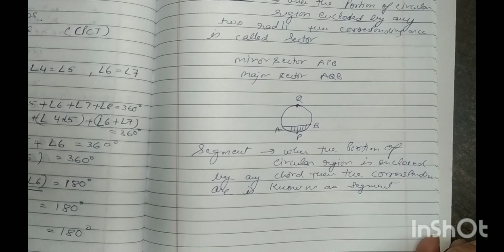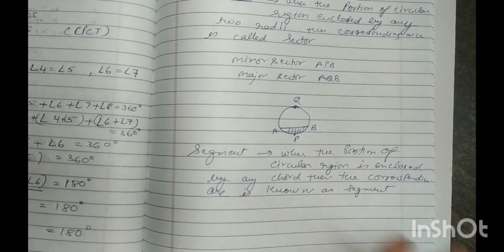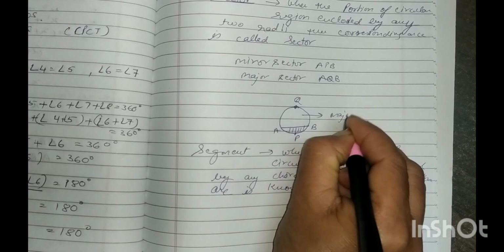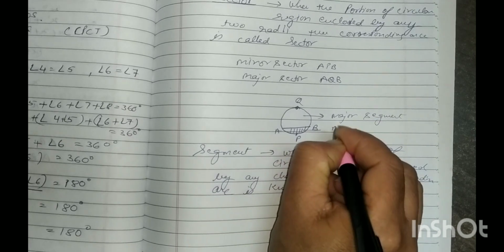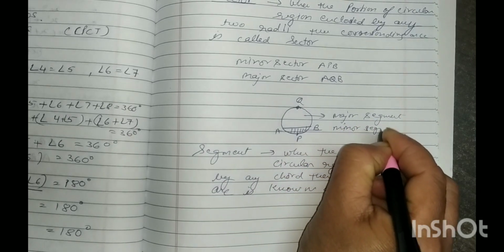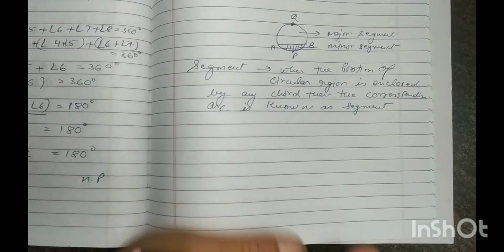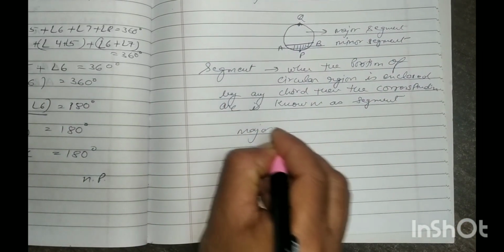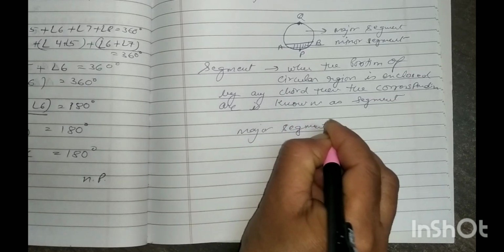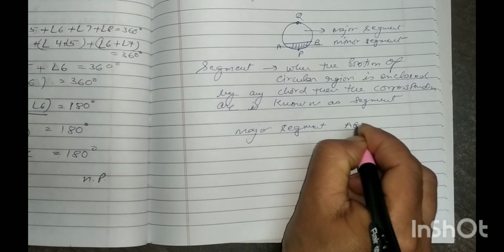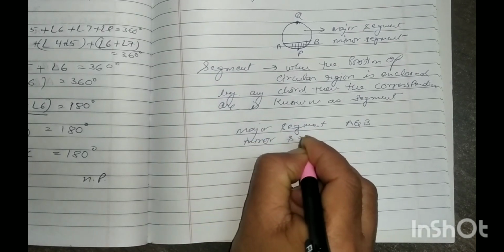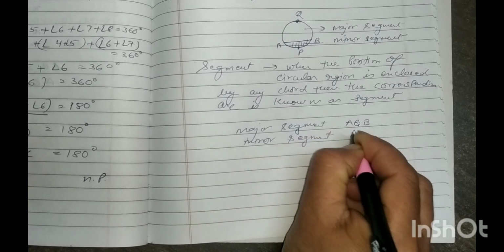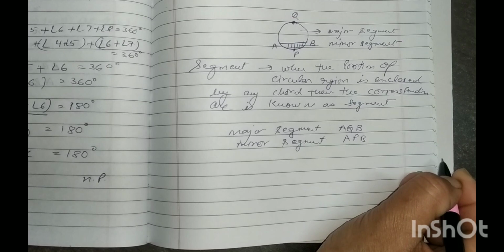Now segment also has two types, two parts, that is major segment, जो बड़ा है वो मेजर सेगमेंट एंड जो छोटा है वो माइनर सेगमेंट. सो वी कैन राइट मेजर सेगमेंट इज AQB and minor segment is APB. Now their areas. How can we take areas?